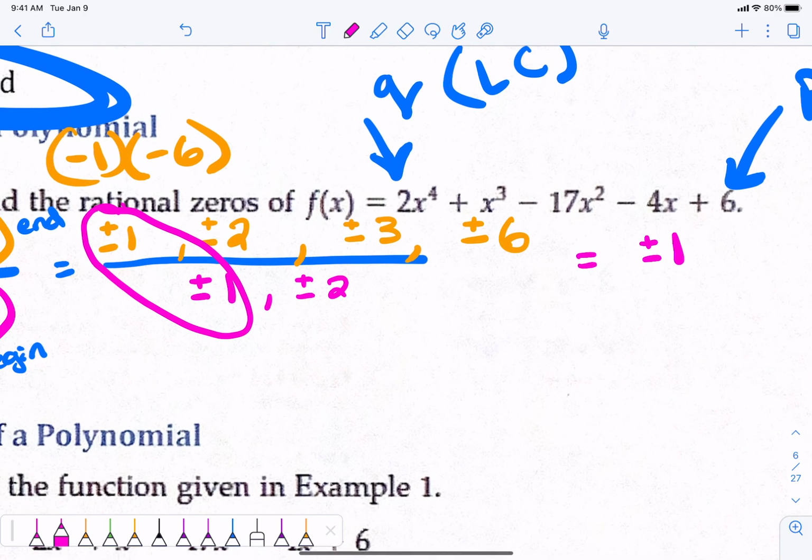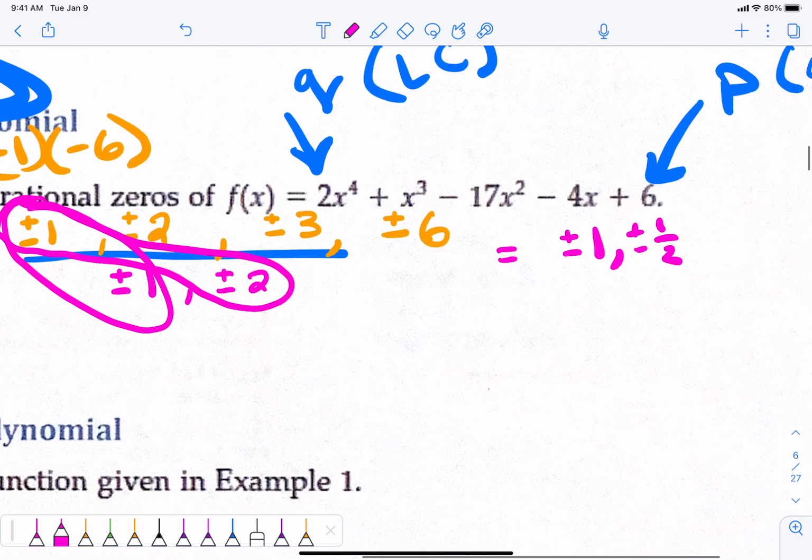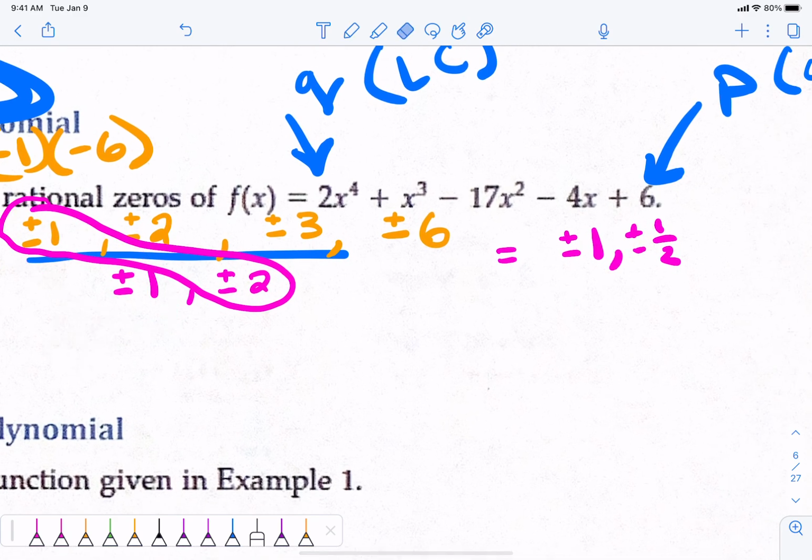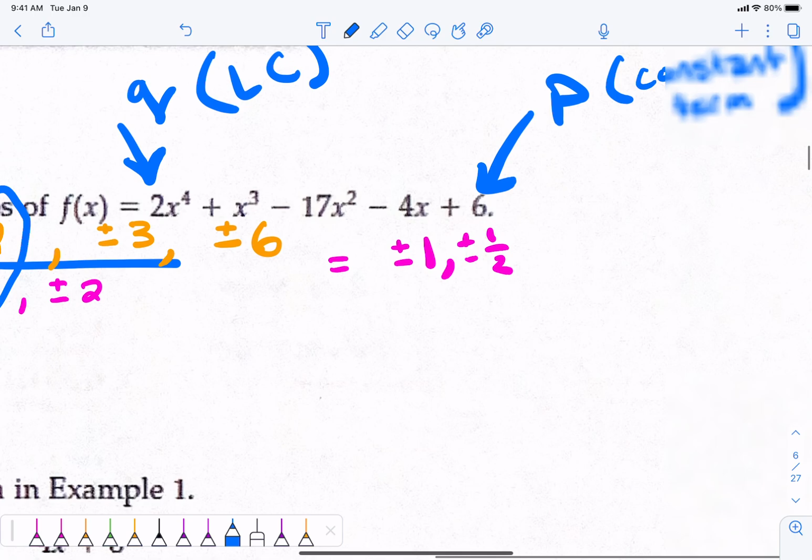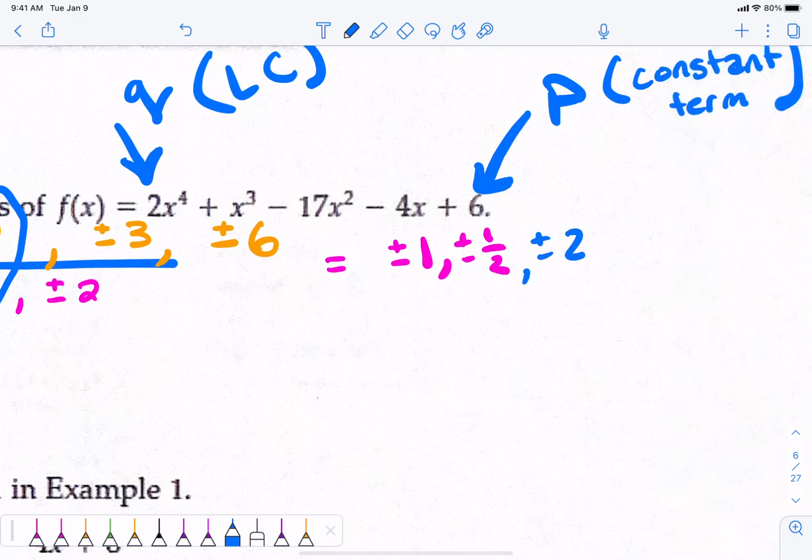Then I do 1 over 2, which is plus and minus 1/2, right? You see that? It's not going to be too bad. Okay? Then the next one. We have 2 over 1, which is plus minus 2.